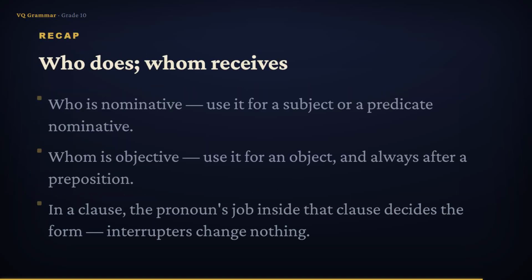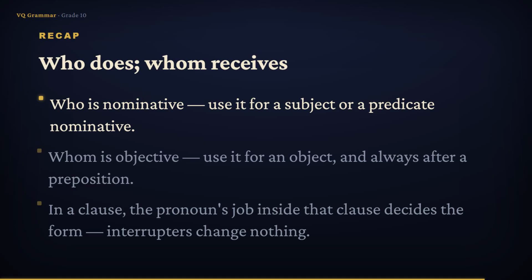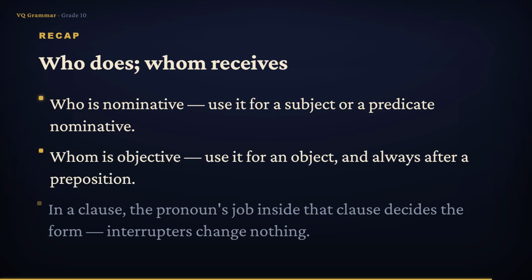Let's gather up what we learned. Who is the nominative form. You use it when the pronoun is a subject or a predicate nominative. Who wrote this note? Whom is the objective form. You use it when the pronoun is a direct object, an indirect object, or the object of a preposition. Whom did you call? And to whom should I send the letter?